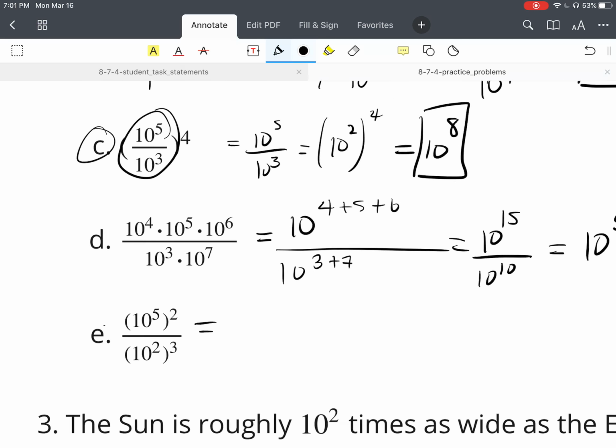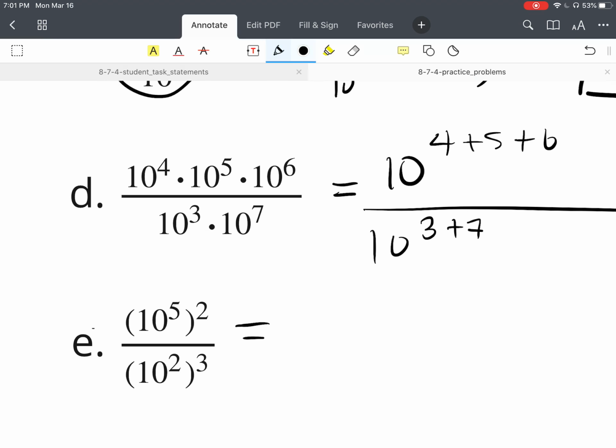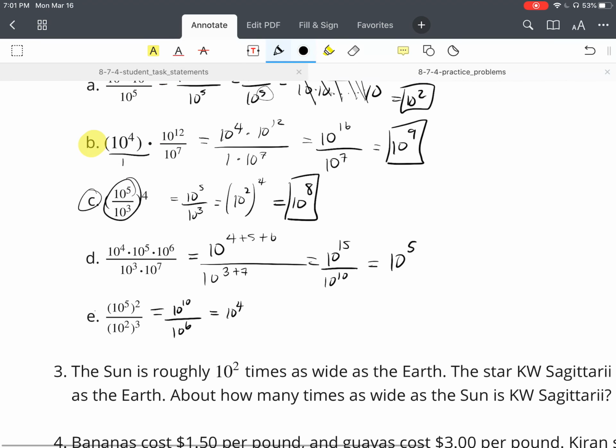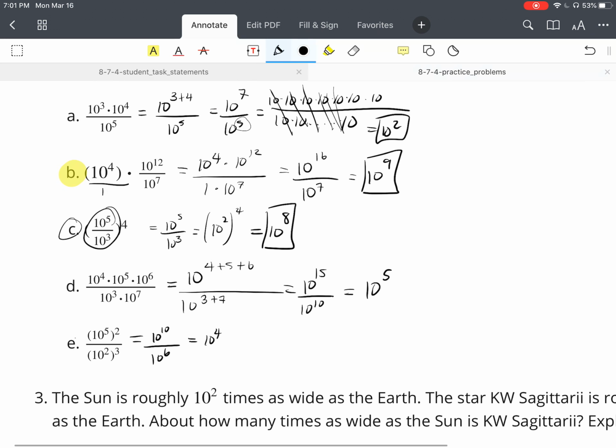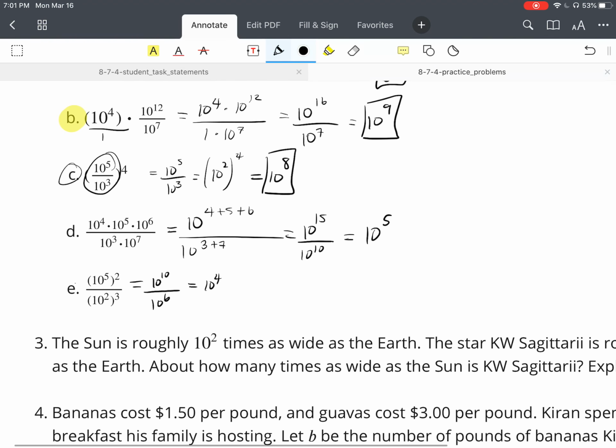The next one is kind of fun. We're taking a power to a power, so we're going to multiply. So that's going to be 10 to the 10 over 10 to the 6th, which becomes 10 to the 4th, because we're subtracting the exponents. You see? It's not that much, right?